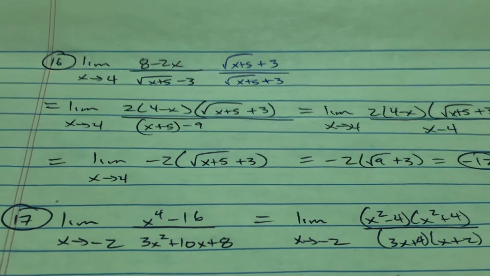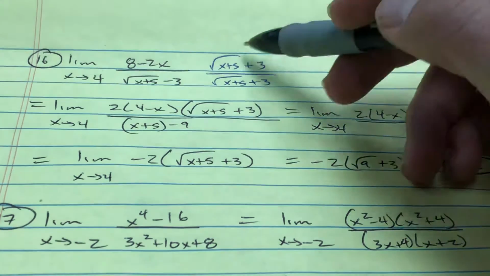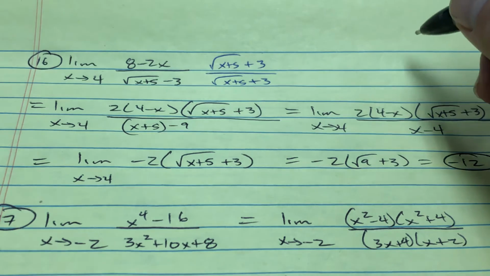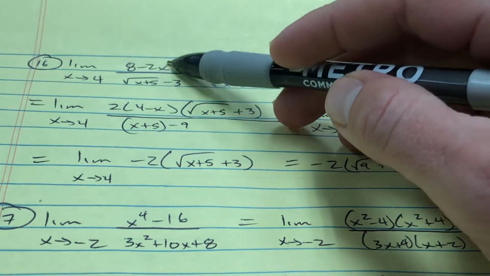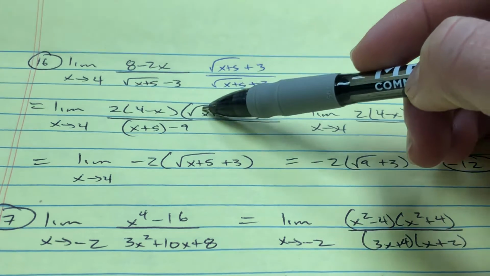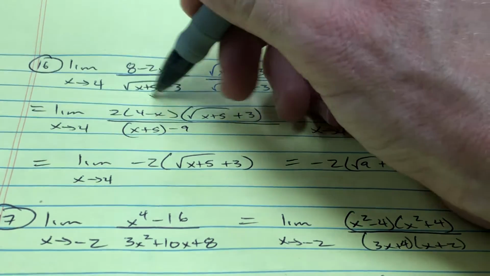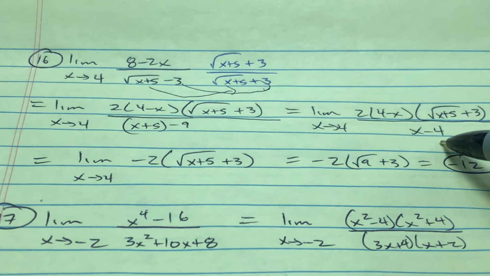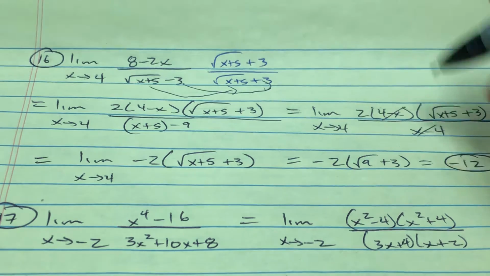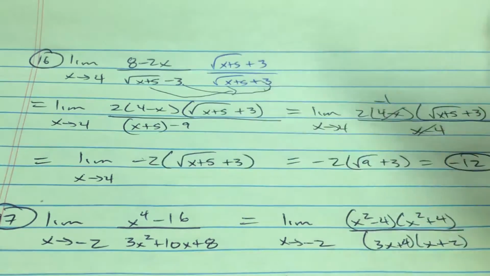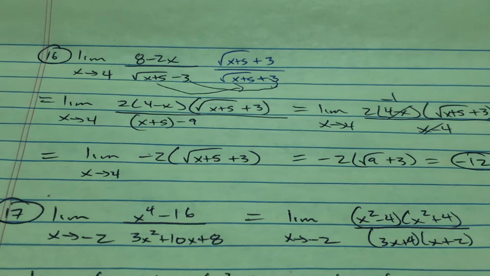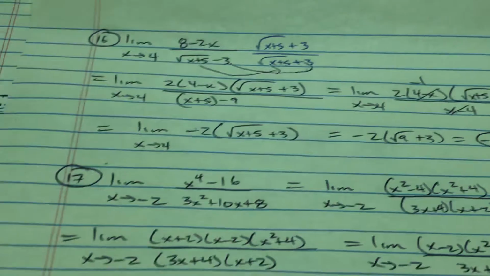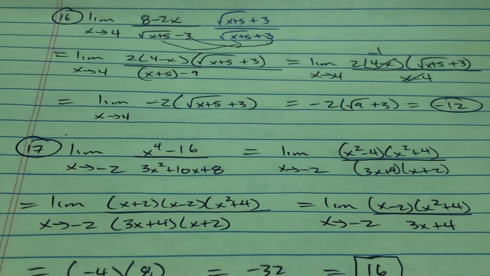On 16, going to multiply the top and bottom by root x plus 5 plus 3. And while you're doing that, factor out the 2 they have in common to get 2 over 4 minus x times that conjugate. Here you're going to have x plus 5 minus 9, which is going to be x minus 4. So these will cancel to give you -1. -1 times 2 is a -2 times that conjugate. So plug 4 in for x. You get -1/3.